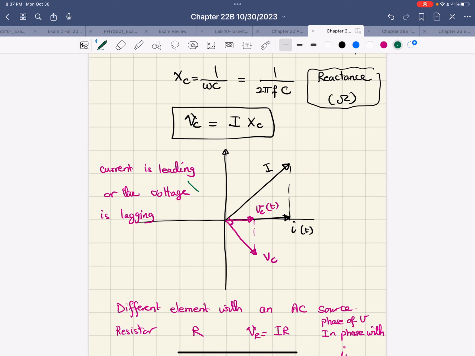Now, this green here is for VL. And the voltage here is leading by 90 degrees. And this means that the current is going to have a delay. And this is from the characteristics of the inductor. Now for the resistor, we're going to find that VR has the same phase as I.